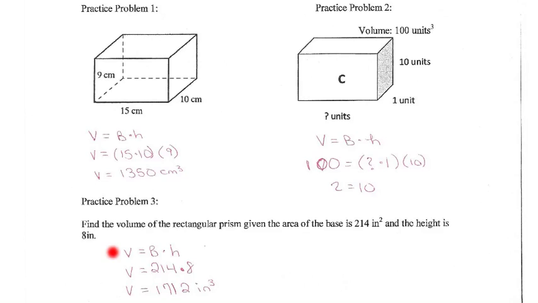And for number 3, write your formula. Plug in your numbers. Your volume for number 3 is 1,712 cubic inches.